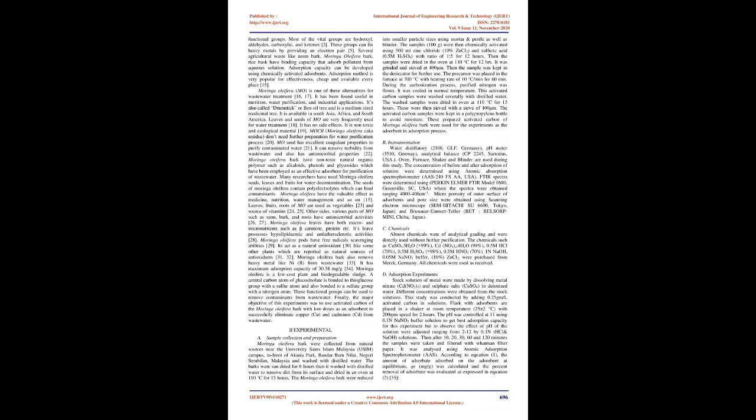Therefore, it is essential to find natural alternatives that are cost effective and available. Natural byproducts are an essential source for adsorbents. There are some polar functional groups. Most of the vital groups are hydroxyl, aldehydes, carboxylic, and ketones too. These groups can fix heavy metals by providing an electron pair. Several agricultural wastes like neem bark, Moringa oleifera bark, and rice husk have binding capacity that adsorbs pollutants from aqueous solution.